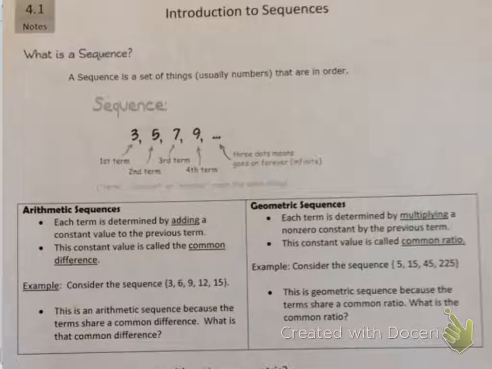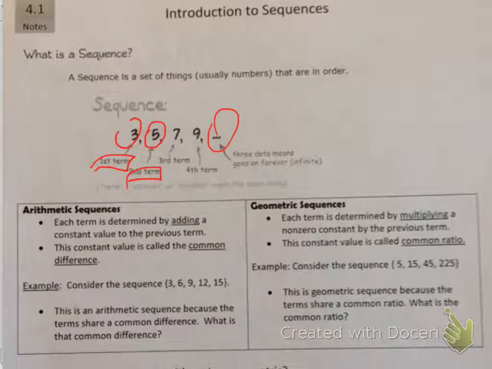So when we're talking about a sequence, the first number is called the first term. The second number, second term. Third number's third term, and so on. These dots right here mean that it goes on forever following that same pattern. So there's two kinds of sequences we're going to look at today.